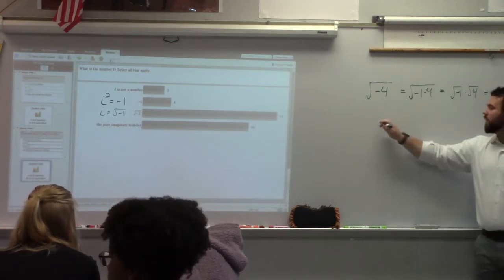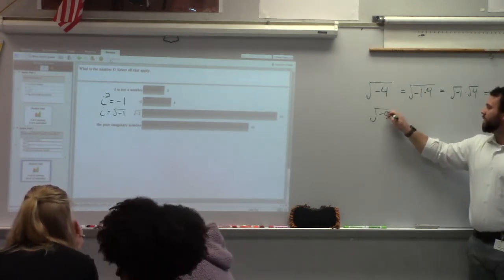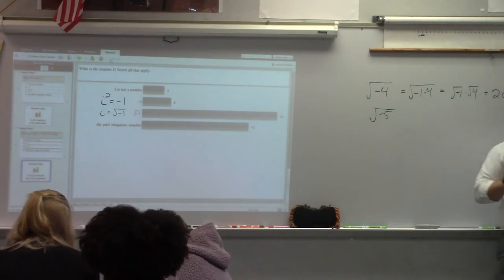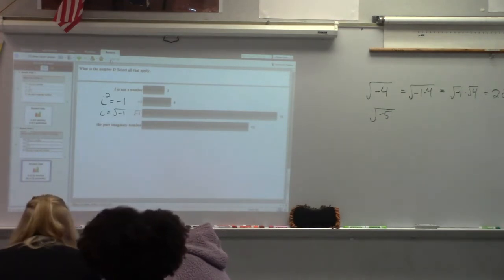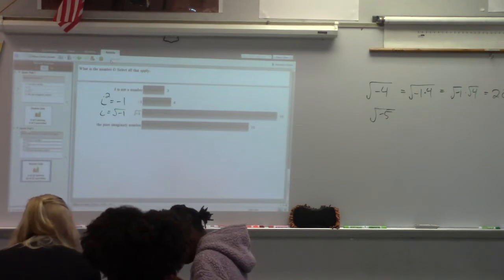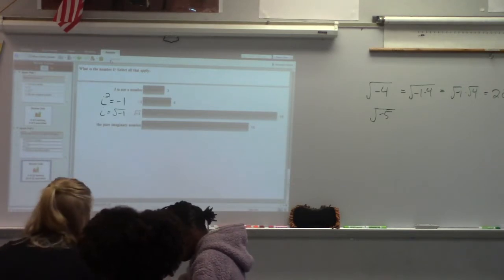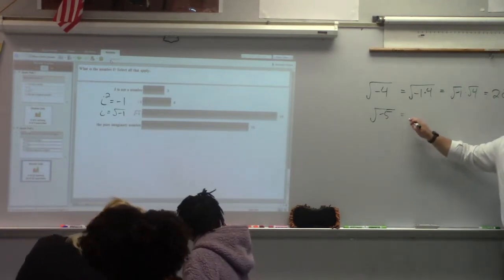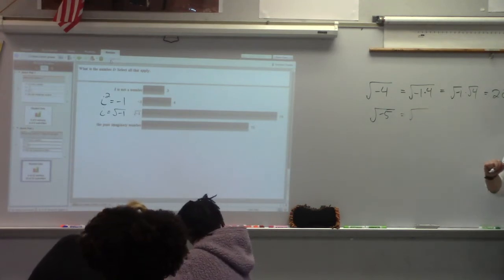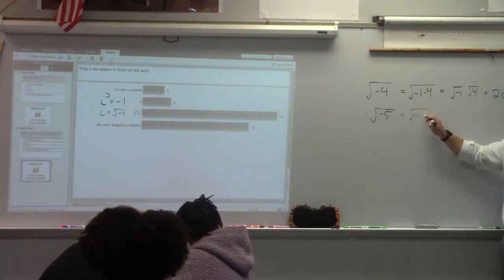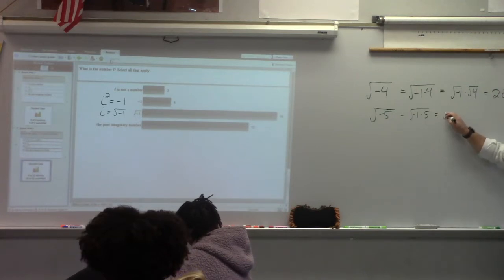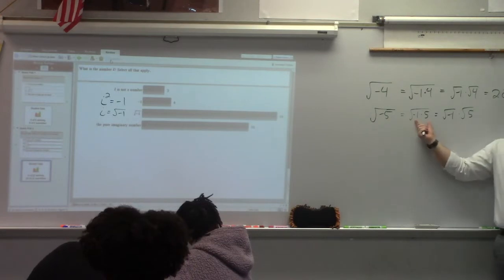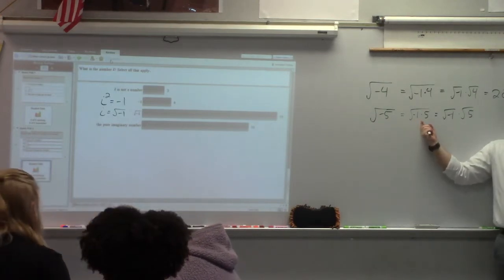In a similar way, square root of negative 5. Now, can I take the square root of 5 and get a nice pretty number? No, it's not a perfect square. But because I'm taking the square root of a negative, I know I'm going to get what number? I. So the same thing is going to happen here. Square root of negative 1 times 5 is equal to square root of negative 1 times square root of 5. Notice I'm just going to separate it so I get a square root of a negative and a number.